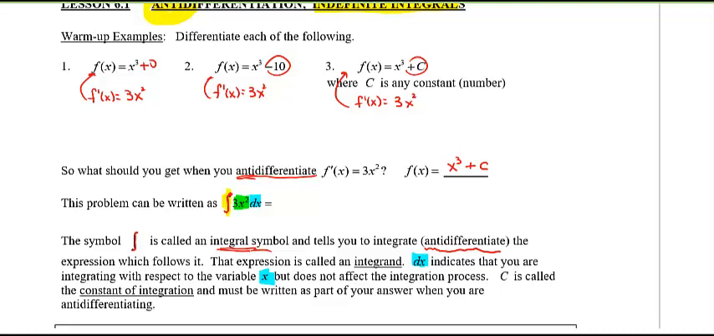Now I've highlighted these pieces, so once again the integral symbol is this thing that looks like a snake. The expression, which we call the integrand, is the one in green, and that dx is a notation that shows you're integrating with respect to x. Okay. Now, whenever you do these indefinite integrals, you're always going to get this plus c. Plus c is called the constant of integration, and it has to be written as part of your answer because, like in the first examples here with the warm-ups, we don't know what that constant will be.